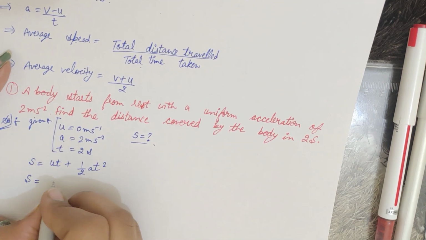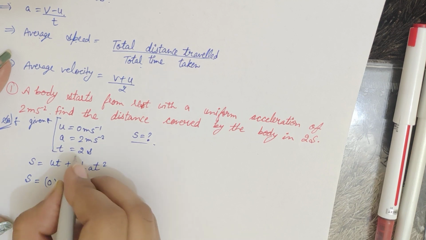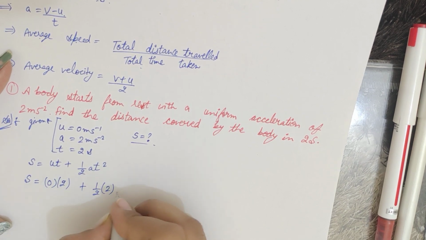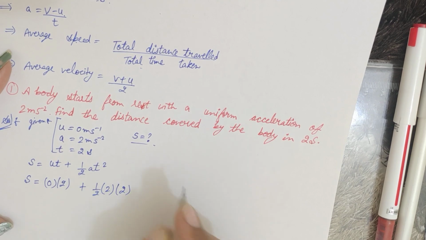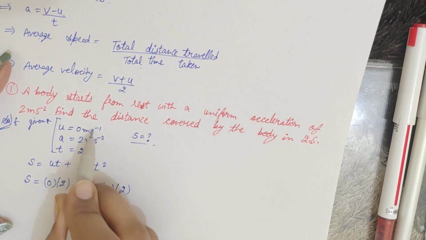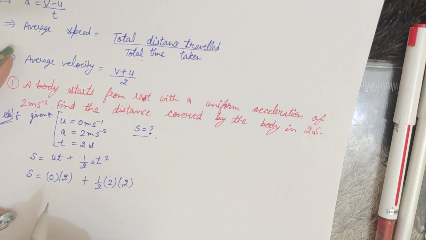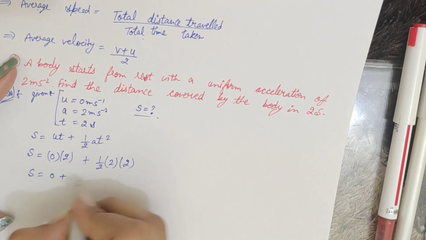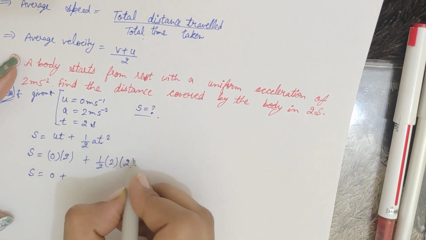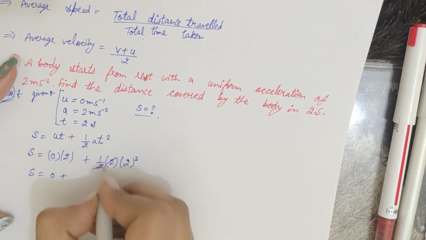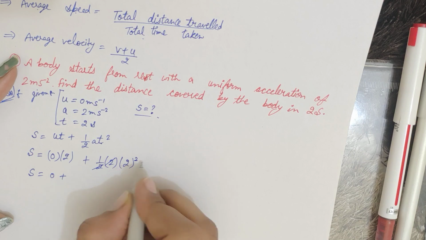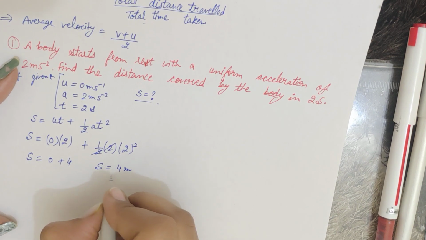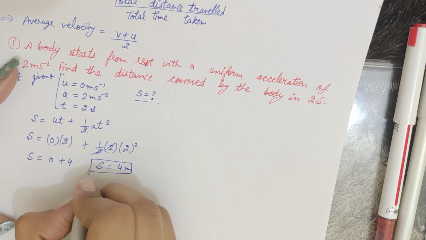So write it as it is. U, the initial velocity, is 0. Time is 2, plus half. A is 2 and time is again 2. You can see the units are also in second. No need to change any of the units here. All are in SI. So S is equals to, this becomes 0 plus half at square. So square must be put here. Half is cancelled with the 2. 2 2s are 4. So S is equals to 4 meter. This is the answer for the given question.